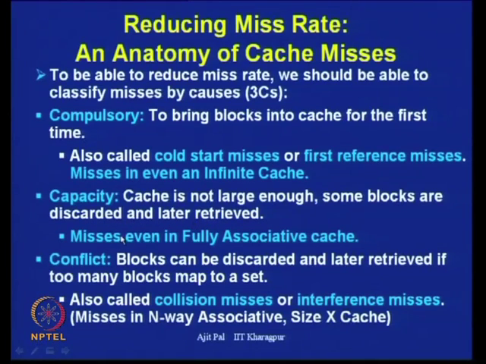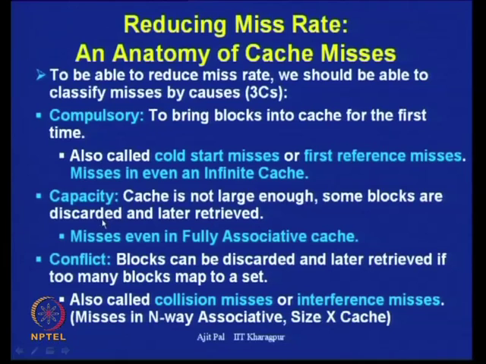So, misses occur even in a fully associative cache. As we shall see, there are different types of associativity you can use, and even when we use a fully associative cache, then also this will happen. That means, you can place a block anywhere in the cache memory. So, it is not fixed, and even in this scenario, capacity misses will occur.